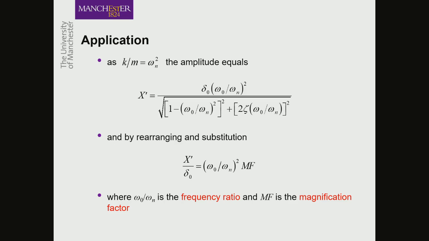This equation is very powerful. It is the same as this one, but just with some simplifications or substitutions. They represent the same thing. But now you will see how powerful these equations are when you want to get a seismometer or accelerometer. We know this omega 0 over omega n is the frequency ratio, and MF is the magnification factor.